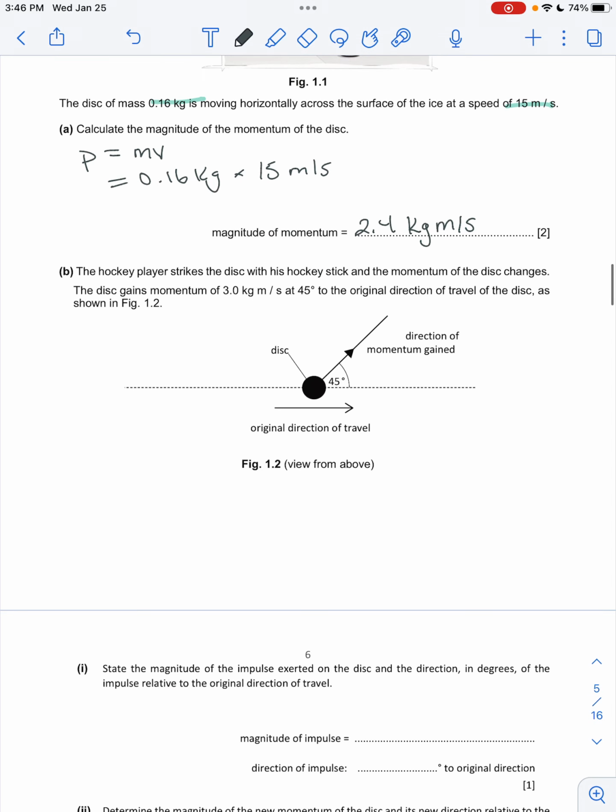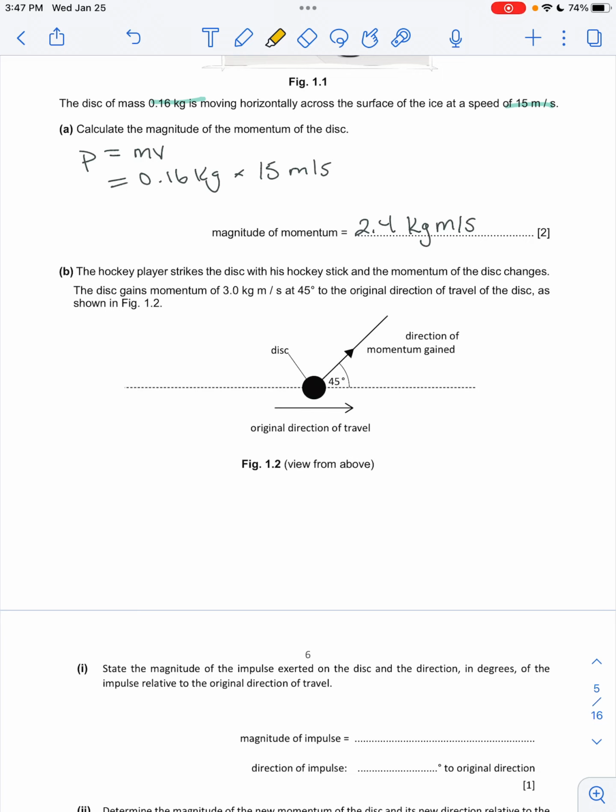Then this next one's a little bit trickier, and it's largely to do with the way that the question is phrased. So we have the hockey player, he strikes the disc with his stick, and obviously the direction of the disc is going to change. Therefore, the momentum of the disc changes, since momentum is a vector quantity.